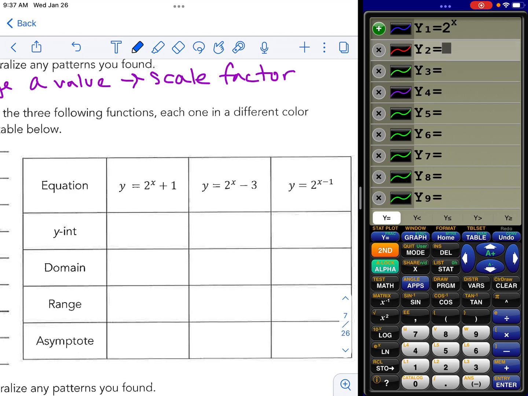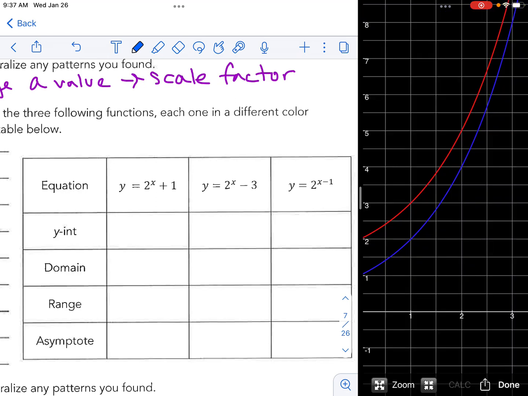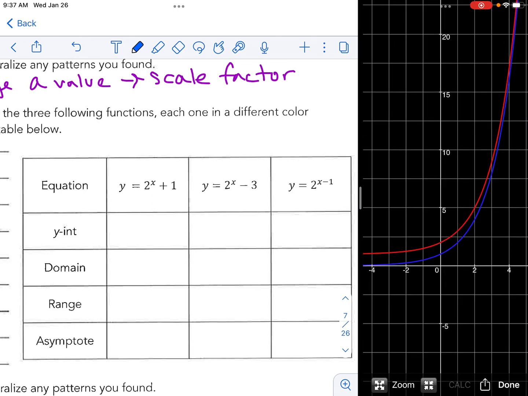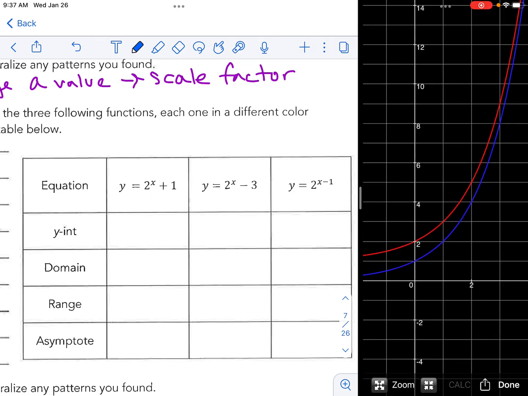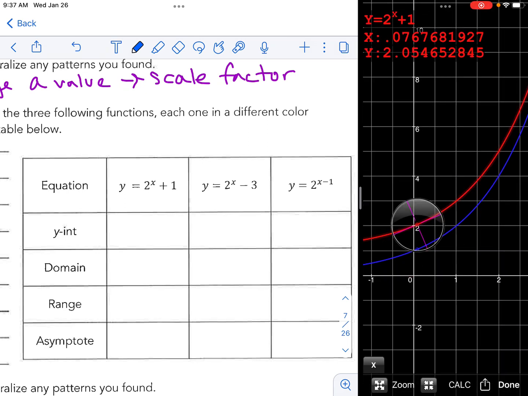So red, I'm going to put 2 to the x, and then I've got to get out of the power, because the plus 1 is not in the power, it's added on to the end. And so when I graph that, notice it took that curve and it just scooted it up by 1. And if you notice, everything is 1 bigger than it was. We were down here at 0, 1, now we're at 0, 2. When x is equal to 1, we were at 2, now we're at 3. When x is equal to 2, we were at 4, now we're at 5. Okay, so the y-intercept changed.